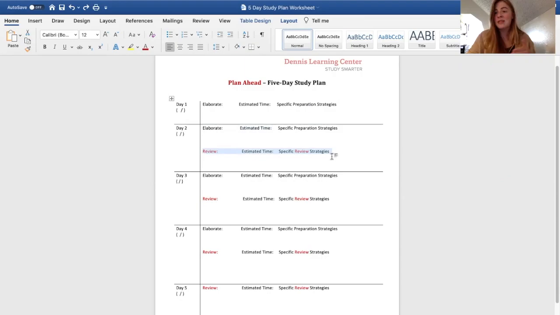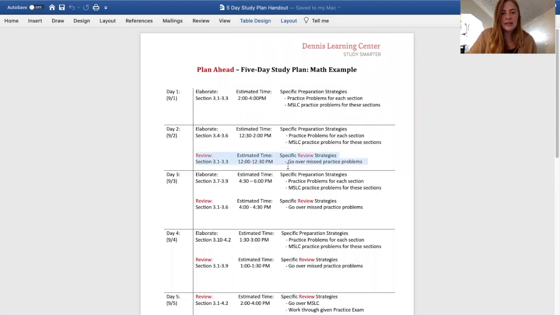So again, let's take another look at the math example for some specific examples or strategies. Now that we're back at the math example, you can see on day 2, there again is this review section. They identified what section they're going to be reviewing, which is the one they did before, 3.1 to 3.3. The estimated time, as you can tell, is a 30-minute interval rather than a 1.5 or 2 hour interval. And they identified the specific review strategies that they're going to be using. They're going to go over any missed practice problems that they did not get correct the first go around. This is a great strategy as review to not only look at the ones that you got correct, but also the ones you got incorrect and understand what the correct answer is and why you got it wrong in the first place. So that is the general structure of the 5-day study plan.